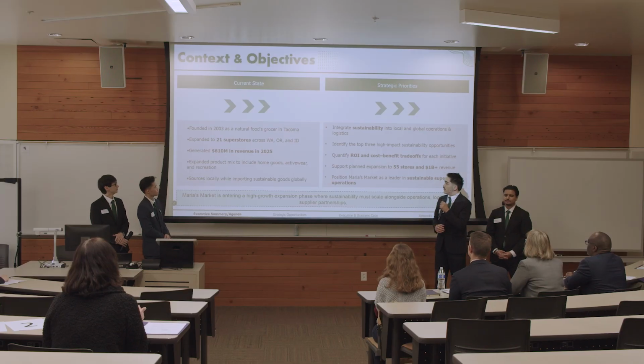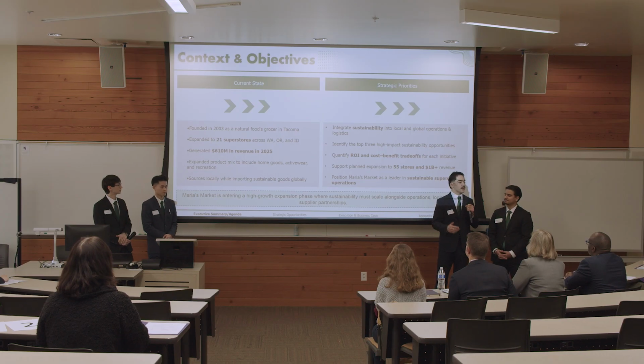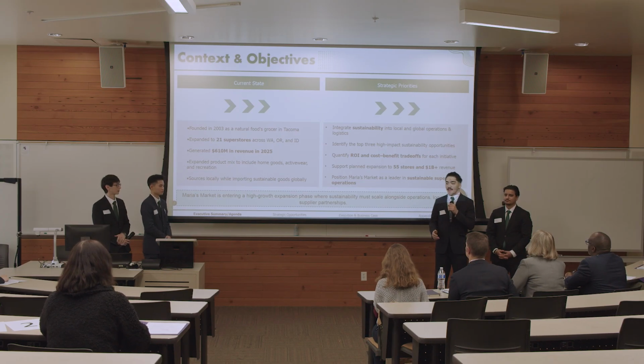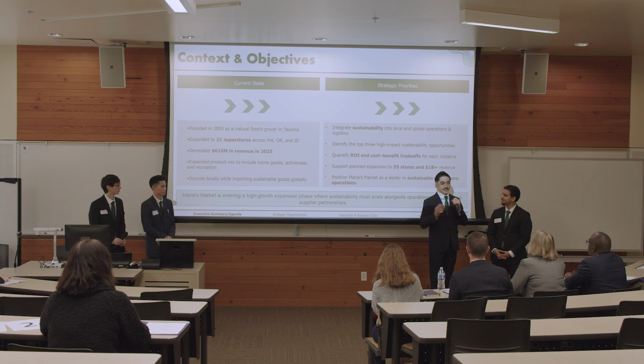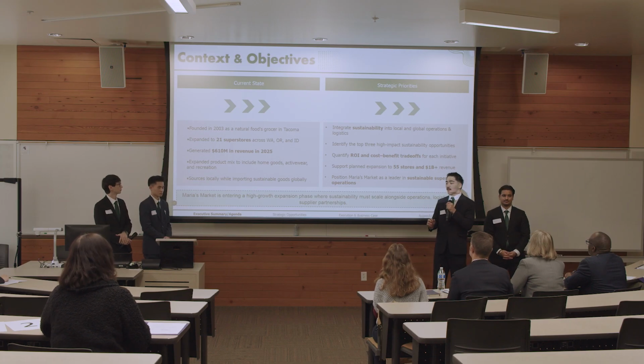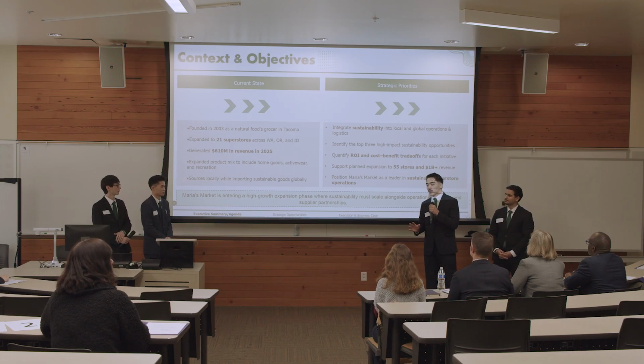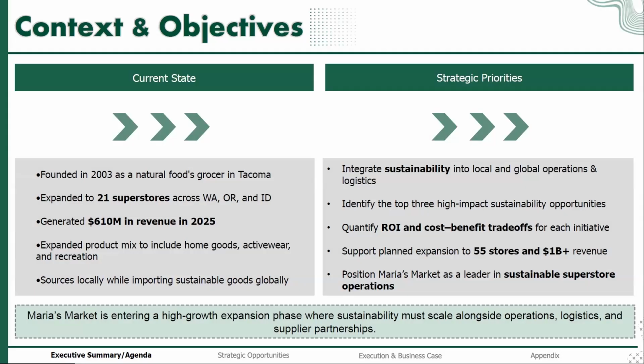Maria's Market was founded in 2003 as a natural foods grocery store here in Tacoma, Washington, and they have battled through the 2008 housing crisis and the coronavirus in 2020. They have battled, and now they stand strong. 21 stores large, and in 2025, they brought in $610 million in revenue. They pride themselves on sourcing local products, and when it comes to international products, they are picky, and they only pick sustainable goods when outsourcing outside of America.